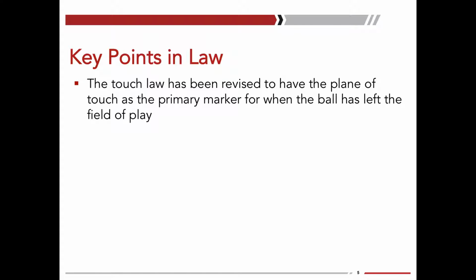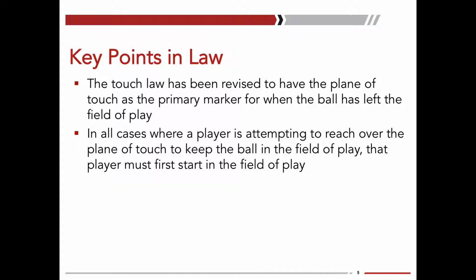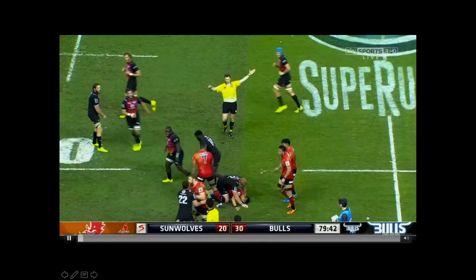Two more key points here are directly related to Law 19, touch and line-out. The touch law has been revised to have the plane of touch as the primary marker for when the ball has left the field of play, and in all cases where a player is attempting to reach over the plane of touch to keep the ball in the field of play, that player must first start in the field of play. What we'll do is play the video clips that we have. There is a lot around Law 19, so I'll let those speak for themselves and then we'll answer questions about it following that. Here's our first video example in relation to a penalty being awarded after time has expired.